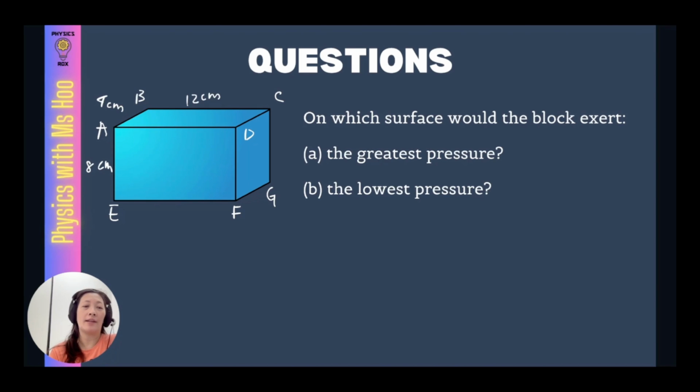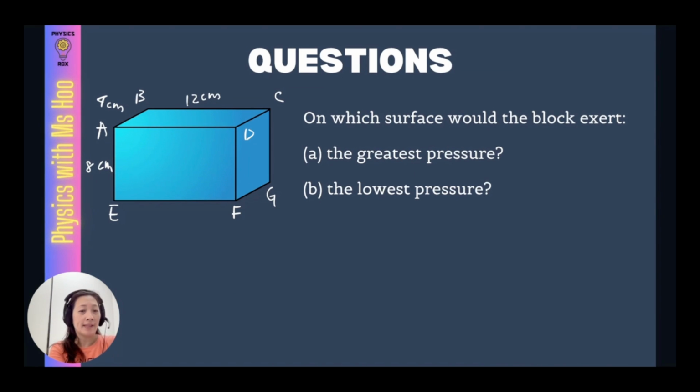So we have here on the left side a diagram of a cuboid with the points labeled A, B, C, D, E, F, G. Those are the surfaces visible to us. Then we also have measurements of the dimensions within this diagram. So to get the answer, it's quite simple. You need to understand what pressure is.